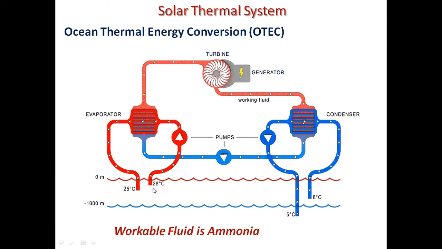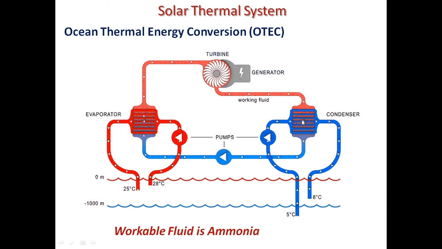So you just take the hot water from the surface, and it is used in the heat exchanger here. It will exchange the heat from this hot water, which is about 28 degrees, and it will convert my liquid ammonia into gas or vapor ammonia. You can see here the vapor ammonia is moving. This vapor ammonia is used to run my turbine, and from the turbine I can generate my electricity. You can see there is a generator attached to this, and with this movement of my turbine I can generate my electricity.